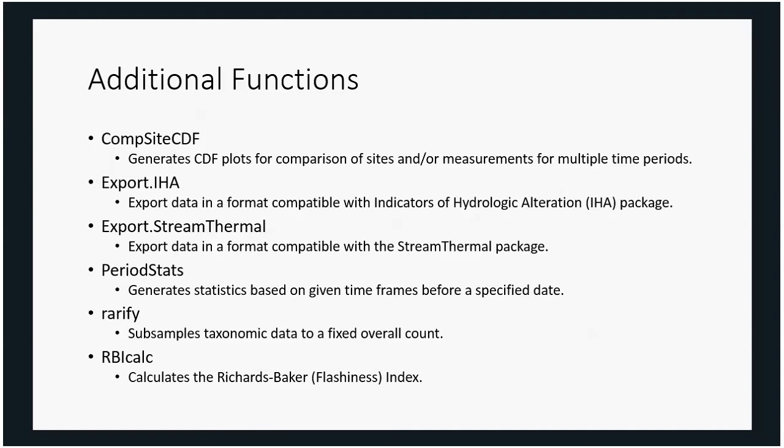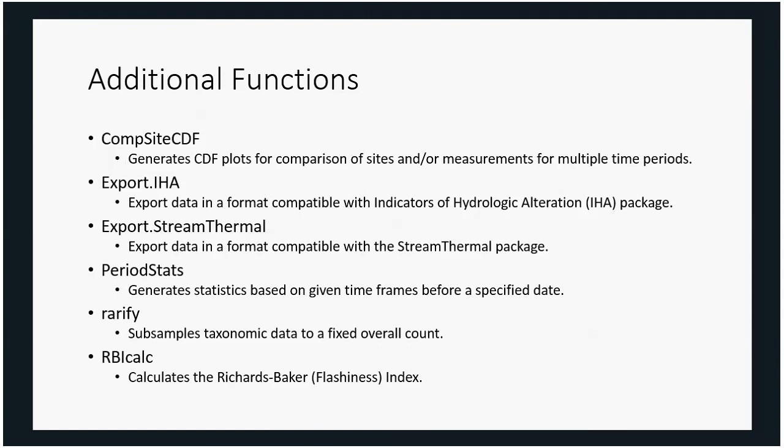Rarefy would be used by those looking at biological samples with, say, benthic macroinvertebrates. If you're collecting from different agencies that have different protocols and they sample different numbers of organisms, say one group collects 300 organisms and the other collects only 100, you may want to rarefy and subsample the ones from 300 down to a 100 count. It will not go in the other direction. You can't add organisms to a sample.